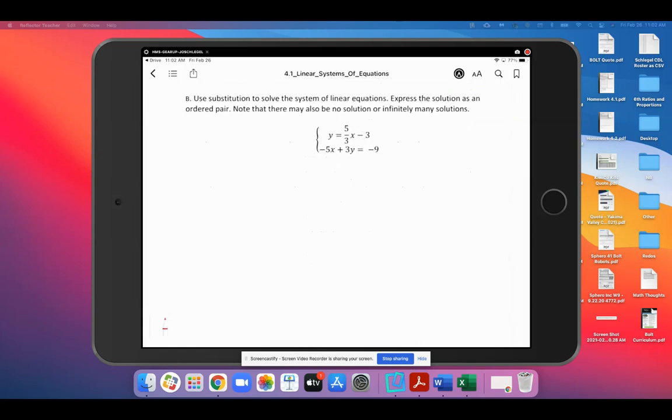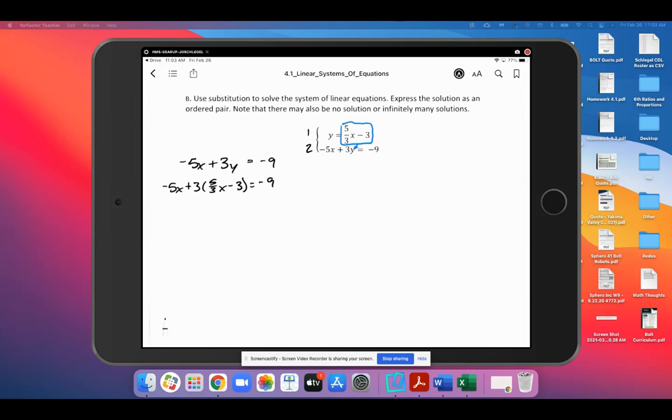All right, and so we're asked to use substitution for this one. I see that equation 1 is already solved for y, so I'm going to go ahead and take all of this and put it in there for y. So again, I've got equation 1, equation 2. I will take equation 2, negative 5x plus 3y equals negative 9.